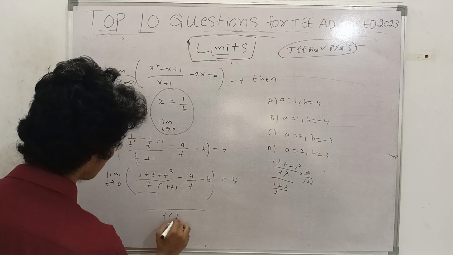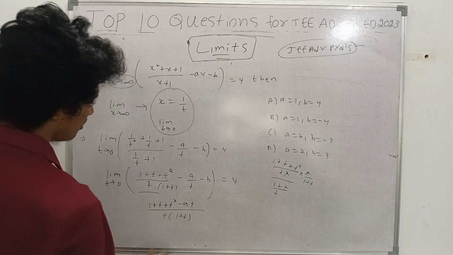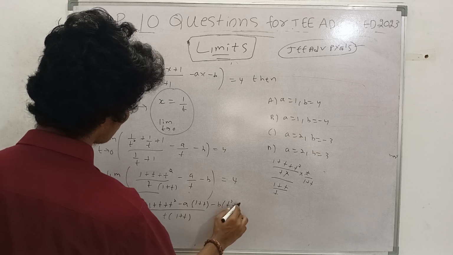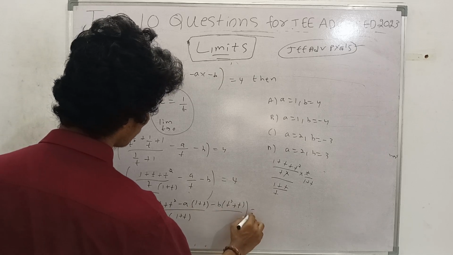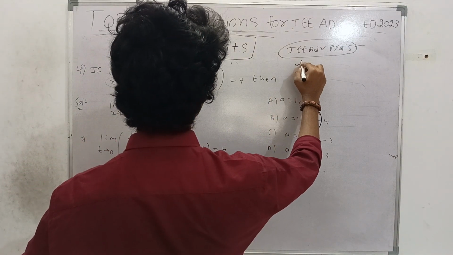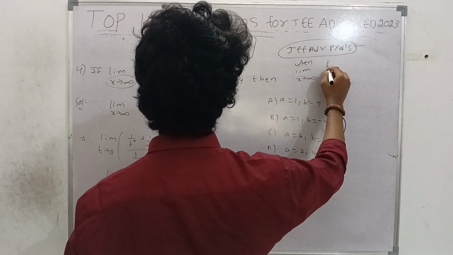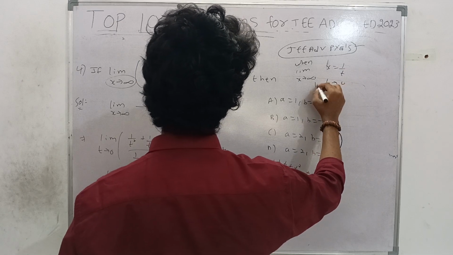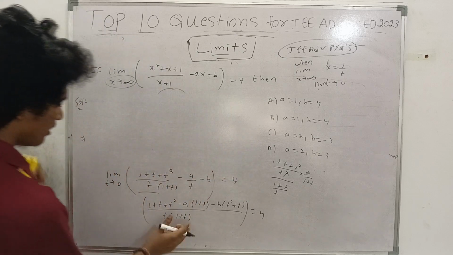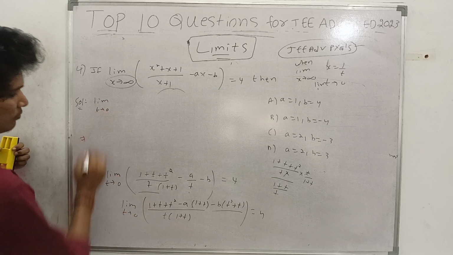So what is the LCM? T into 1 plus t. The LCM is this thing, so the upper part is the same. Here it is a into 1 plus t, and here b into t square plus t. This thing is equal to 4. These conditions are very important. When limit is tending to infinity, we have to substitute x equal to 1 by t and t should be tending to 0. This is the limit t tending to 0. Now here I am again repeating: limit t tending to 0.